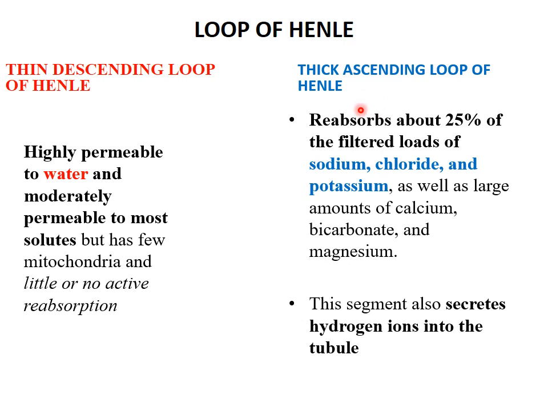So there is a striking difference. This is permeable to the water, but here you see it is permeable to solutes. The thick ascending limb of loop of Henle is permeable to the solutes, reabsorbing 25% of the filtered loads of sodium, chloride and potassium, as well as large amounts of calcium, bicarbonate and magnesium. And there's also secretion which is taking place. The hydrogen ions will be secreted into the tubules.